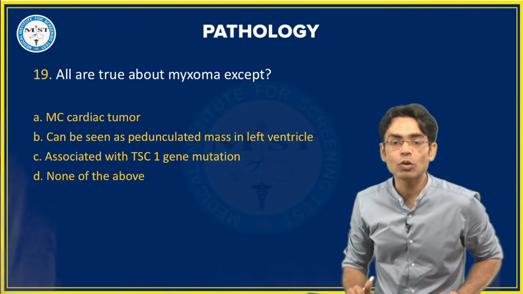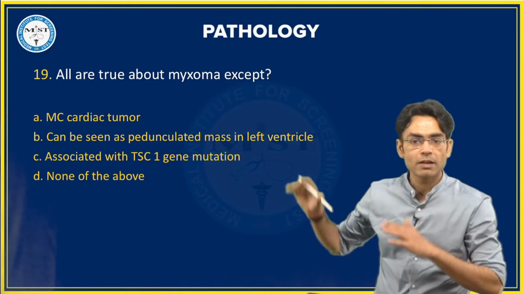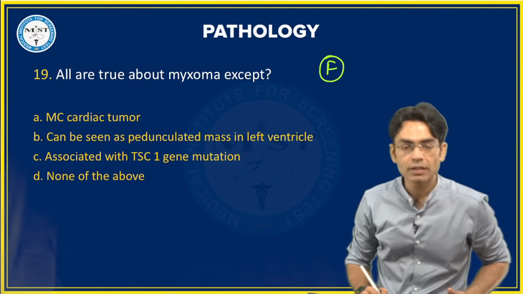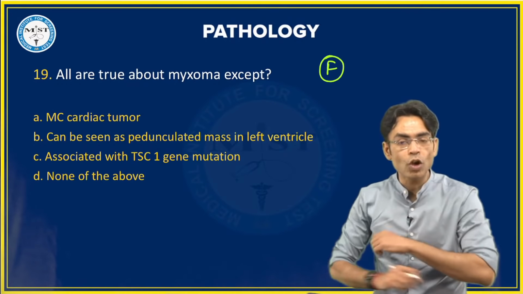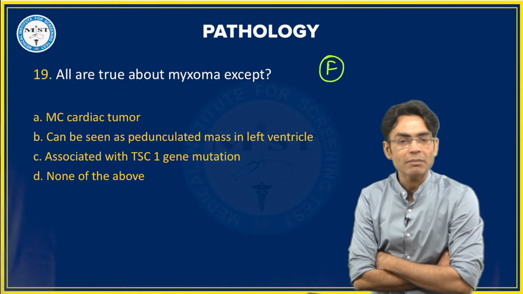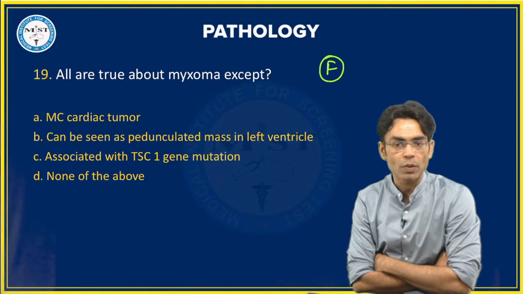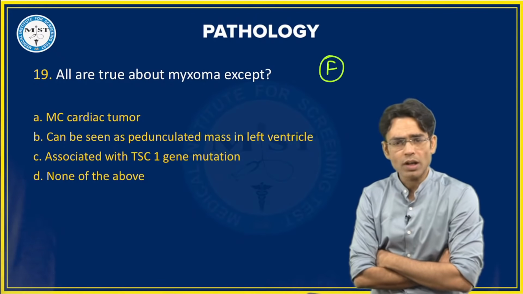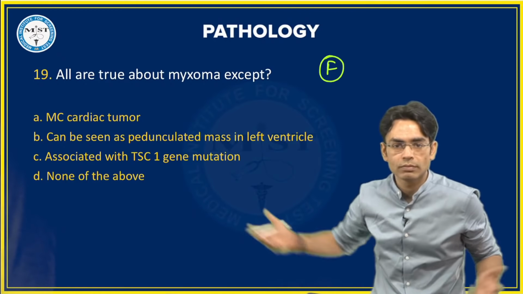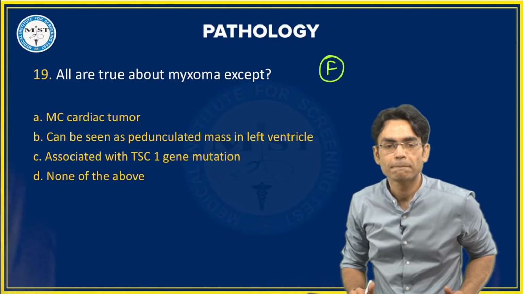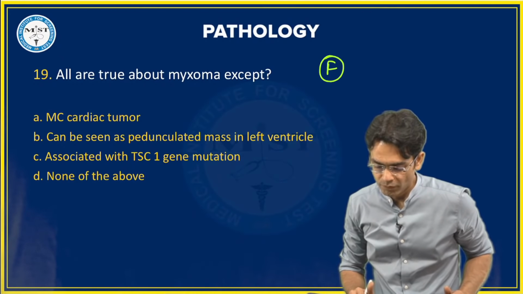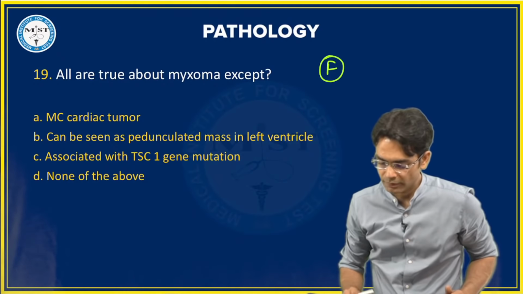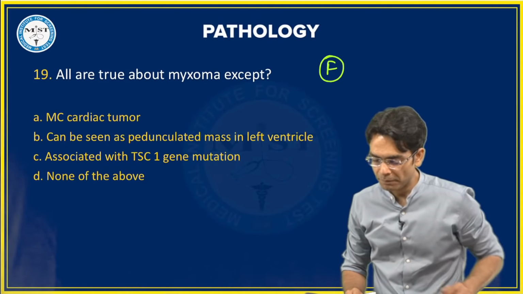All are true about myxoma, except, beta, you need to find out the false statement. Okay? The first option is, this is the most common cardiac tumor. Second option, can be seen as a pedunculated mass in the left ventricle. Third, associated with TSC1 gene mutation, or none of the above. Nothing is true. Tell me.